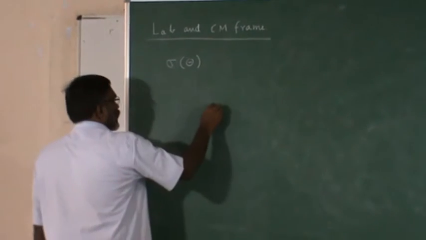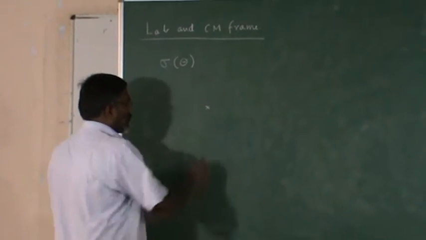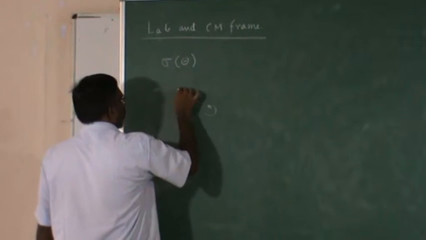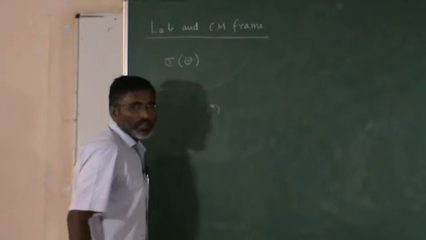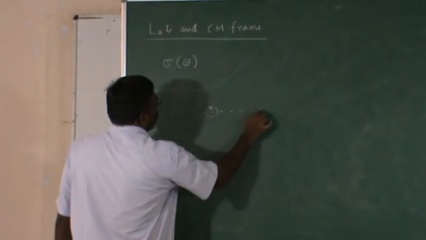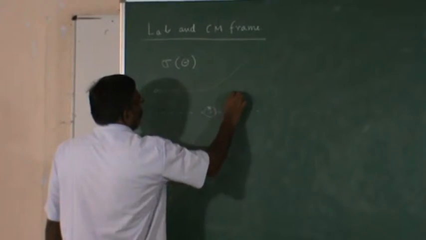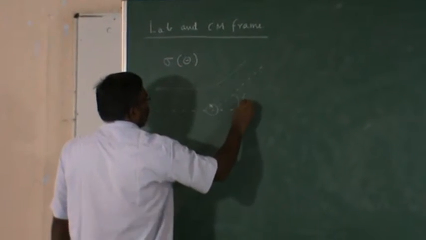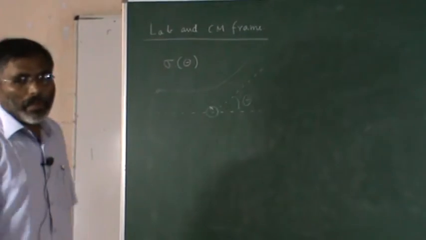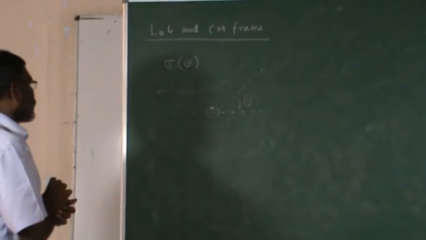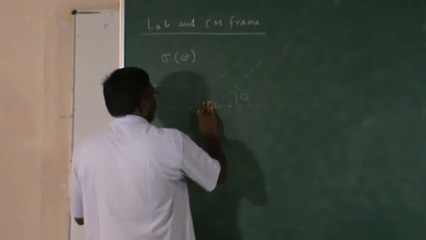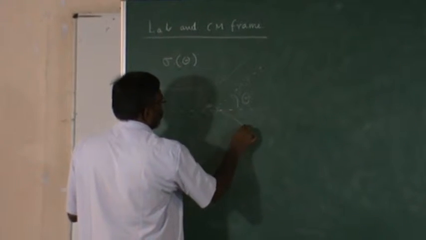If you have a scattering center here, this is a bigger particle, and then there is a smaller particle which is coming from here and gets scattered like this. And if this is stationary, if this does not move, then this angle is what we call theta. Correct? But in general, this also moves a little bit. So this moves in this direction and this moves in this direction.